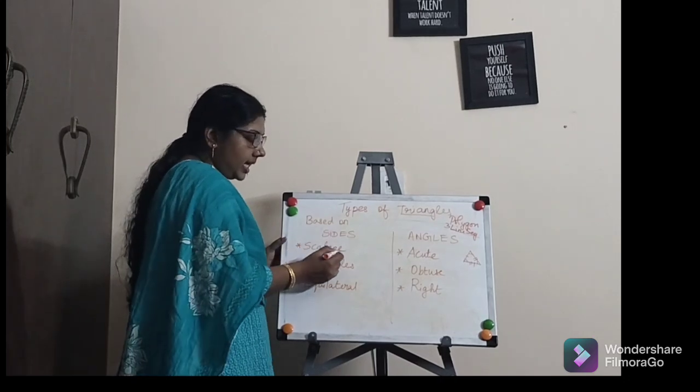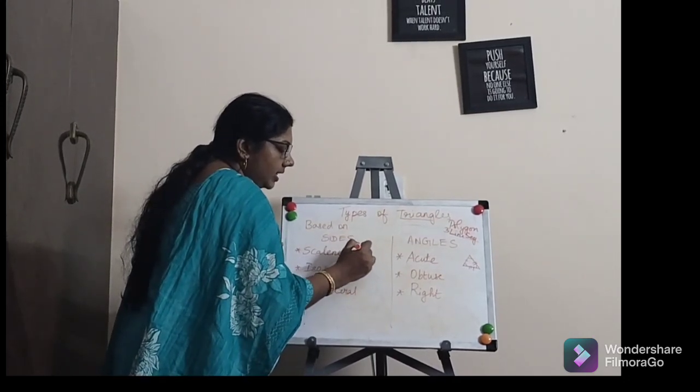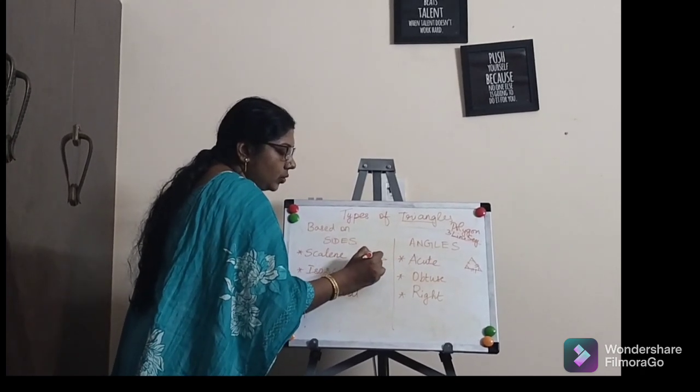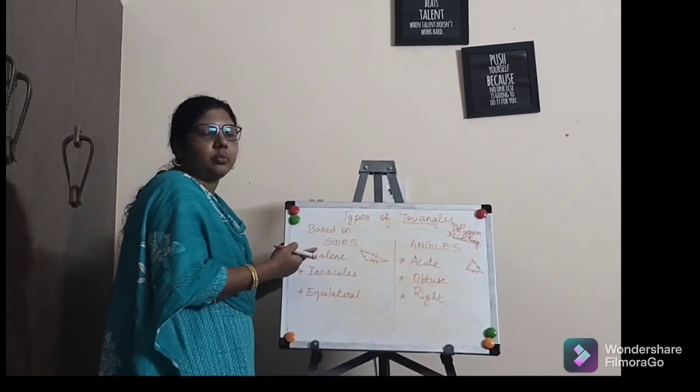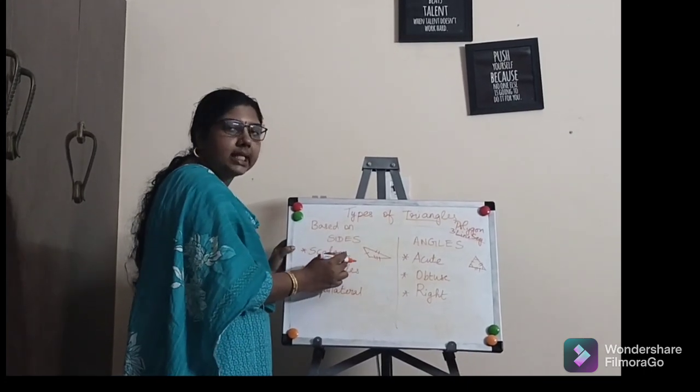First type is scalene triangle. Scalene triangle is a triangle which has different measure on all 3 sides. Side 1, side 2, side 3, all 3 are going to be having a different measure. That type of triangle is called as scalene triangle.